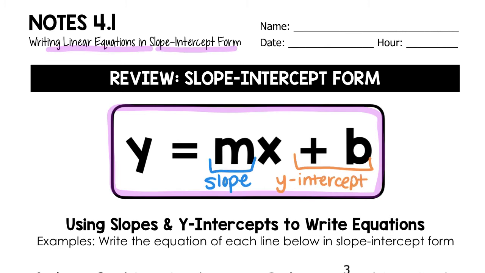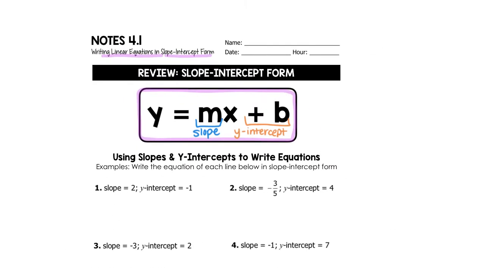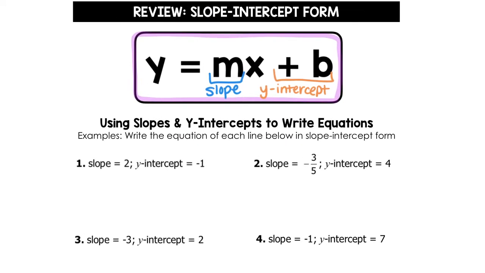And this first page here, we've done this already. If you want to write equations and you know what the slope is and the y-intercept is, it's pretty simple. You just have to put those numbers in these places right here. So for example, since this one says the slope is 2, we're going to take the 2 and put it in for m. And the y-intercept is -1, so we're going to take the -1 and put it in this spot right here for b. So that first one would just look like y equals 2x minus 1.